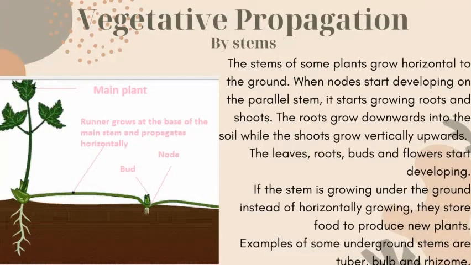The stems of some plants grow horizontal to the ground. When nodes start developing on the parallel stem, it starts growing roots and shoots. The roots grow downwards into the soil while the shoots grow vertically upwards. The leaves, roots, buds and flowers start developing. If the stem is growing under the ground instead of horizontally, they store food to produce new plants. Examples of some underground stems are tuber, bulb and rhizome. The picture to the left shows the horizontal stem growing parallel to the ground. Once the roots and shoots start developing at the nodes, the other parts of the plant will develop too.